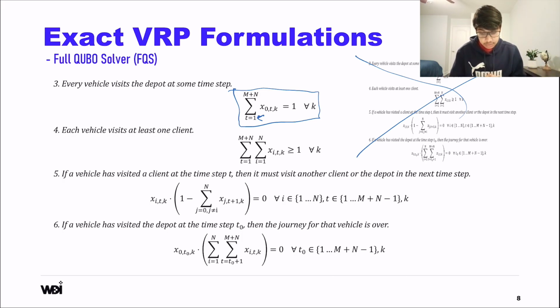Constraint number 5: if a vehicle has visited a client at time step t, then it must visit another client or the depot in the next time step. So you can't just wait at a single node for multiple time steps. You must move on. And then constraint number 6: if a vehicle has visited the depot at time step t0, then the journey for that vehicle is over. So once the vehicle returns to the depot, we don't want it to go visiting other nodes. Once you're back at the depot, you're done.